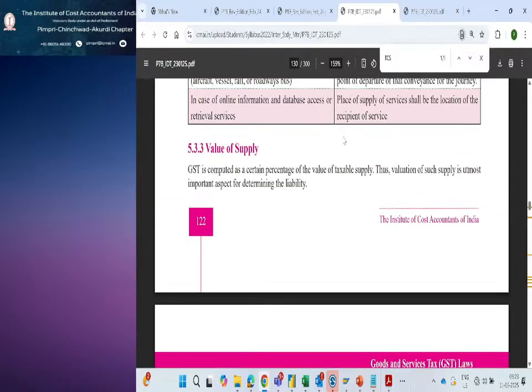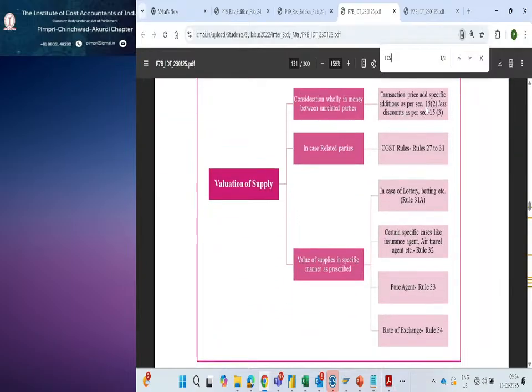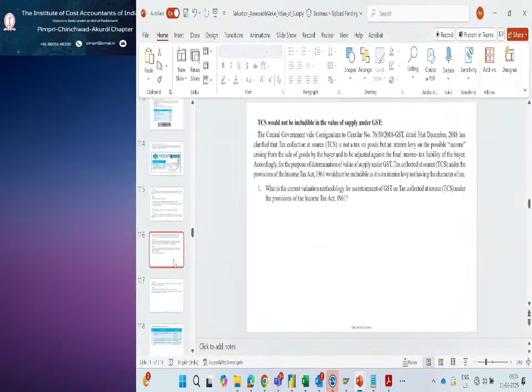This starts from the basics of valuation of supply. Whatever I was telling for 15 subsection 2, we have 5 paras A, B, C, D, E. A is for any taxes excluding GST that need to be added to your transaction price. Transaction price means your basic material price, material cost you can also say.